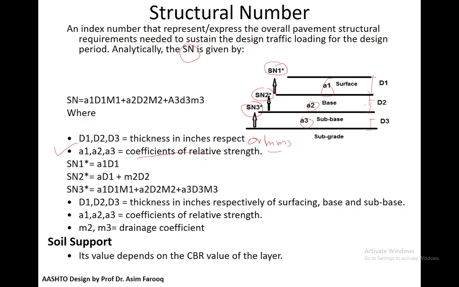And then we have another parameter which is used, M1, M2 and M3. Basically M is the drainage coefficient of each and every layer. So if we would like to determine the structural number, the formula is we need to multiply the coefficient of the material strength by the depth or the height and by the drainage coefficient. Then we can determine the structural number. We can determine the structural number individually for any layer, and we can determine the overall structural number as well.